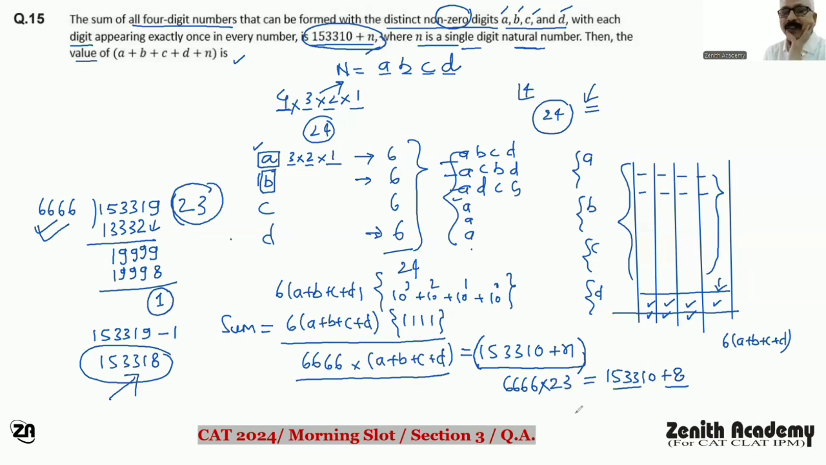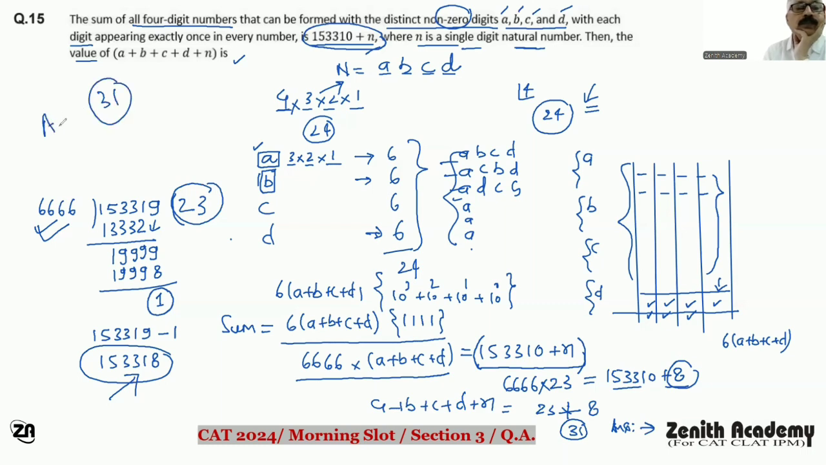So now it is clear that you have to find a plus b plus c plus d plus n. So a plus b plus c plus d is 23, plus n, which is 8. 23 plus 8, 31 is your answer. It was a very good question.